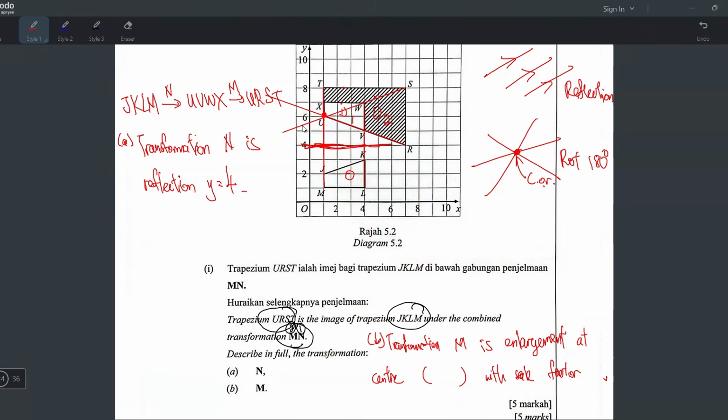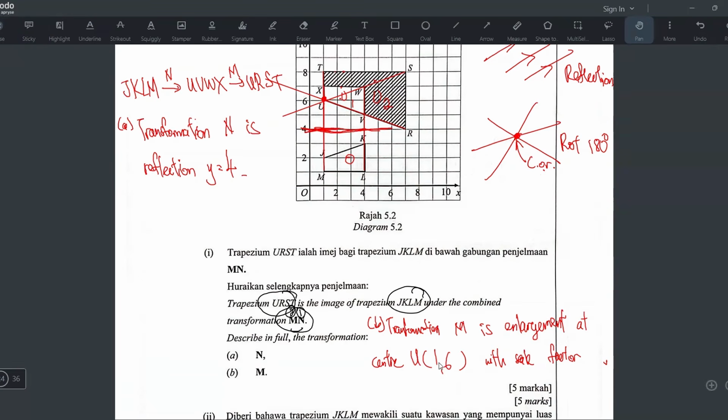So it's (1, 6). Okay, but I recommend writing the U also. Like that is better. Like that your teacher cannot argue with you, right? Since it's point U, I write the point U and I write the coordinate also.